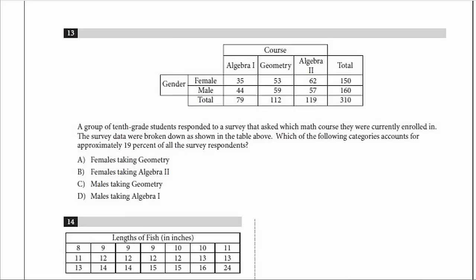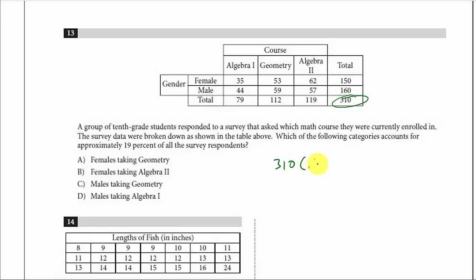All right, it says a group of 10th grade students responded to a survey that asked which math course they were currently enrolled in. The survey data were broken down as shown in the table above. Which of the following categories accounts for approximately 19% of all the survey respondents? So they want to know which category: females taking geometry, females taking algebra 2, males taking geometry, or males taking algebra 1. We need to figure out 19% of the total of 310 here.